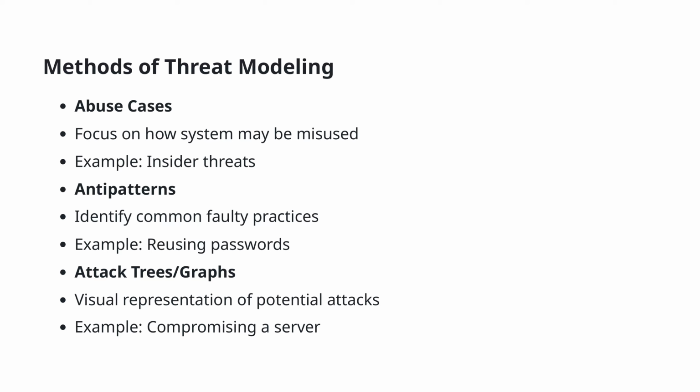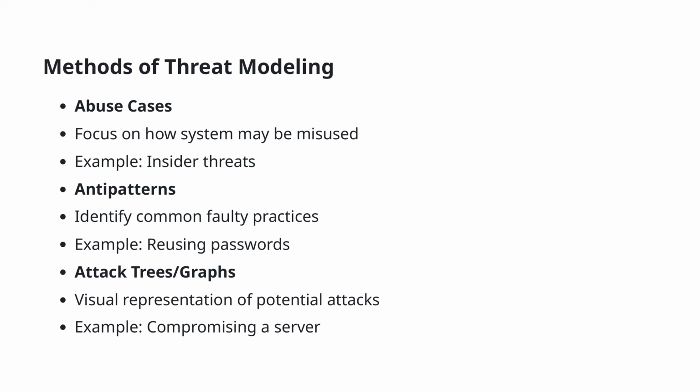Now let's dive into the methods of threat modeling, which will help us identify and address potential security issues more effectively. First, we have abuse cases. These are scenarios that focus on how the system might be misused. A common example would be insider threats, where individuals within the organization may exploit their access privileges to compromise the system. Next, we have anti-patterns. These help us identify common faulty practices that can lead to vulnerabilities. An example here would be reusing passwords across multiple systems, a practice that can severely undermine security.